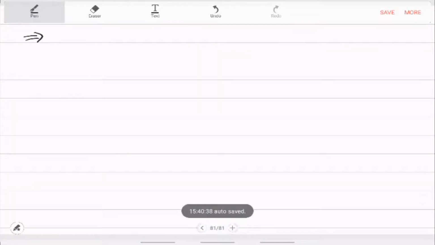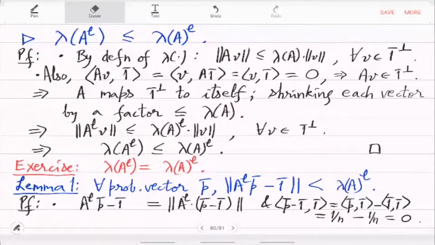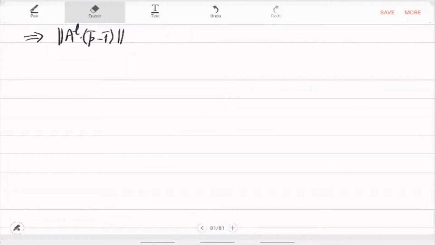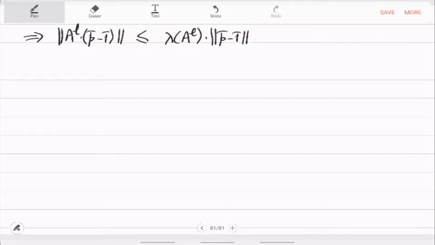So this means that A to the L P bar minus 1 bar, so let me remove this, this is not needed. So now A to the L P bar minus 1 bar is less than or equal to, so the scaling factor is at most this by the previous properties, which again is lambda A to the L, and basically we want to drop this P bar minus 1 bar factor that we are getting. Okay, so can we drop it? We will actually show that this is less than 1. So we can drop it.